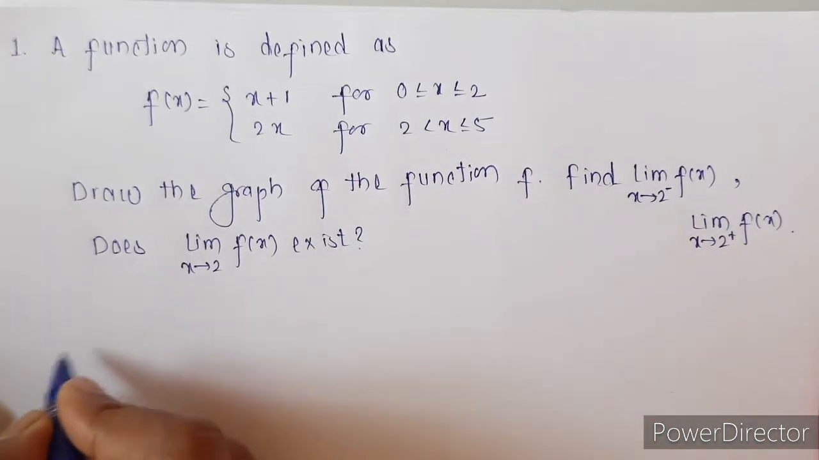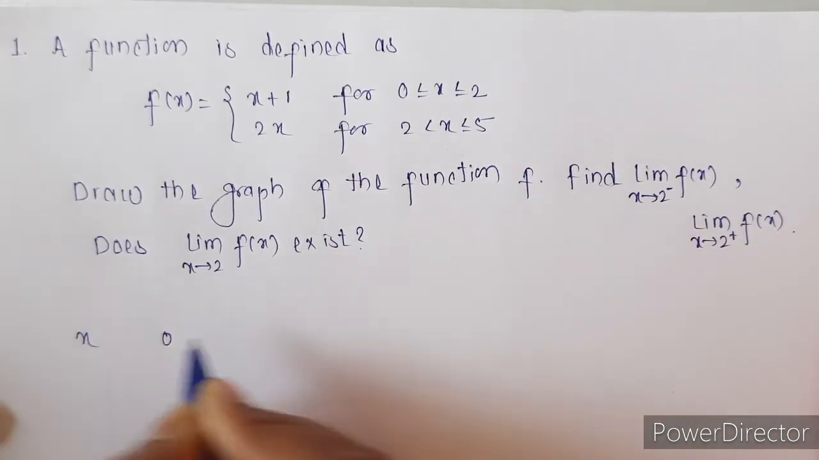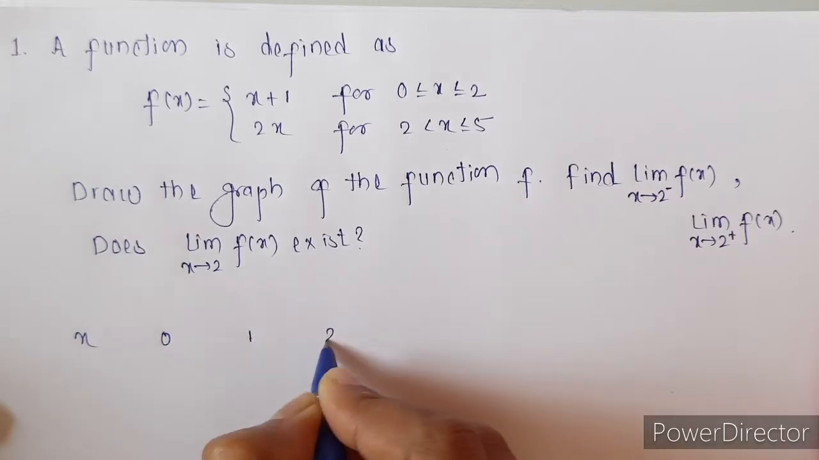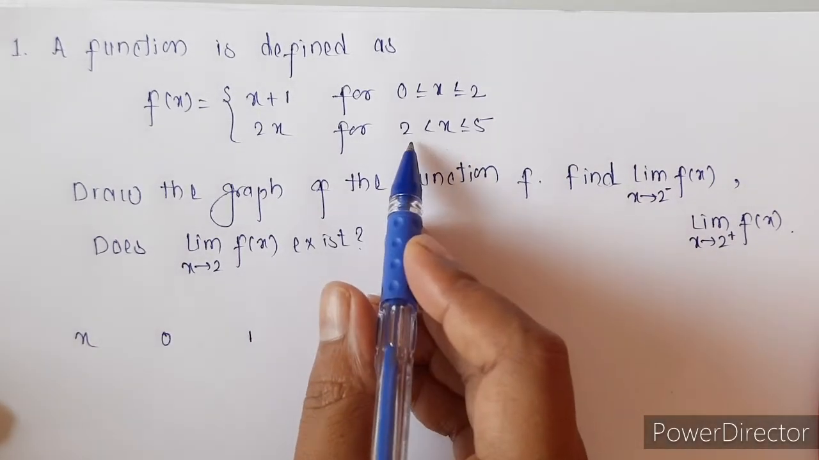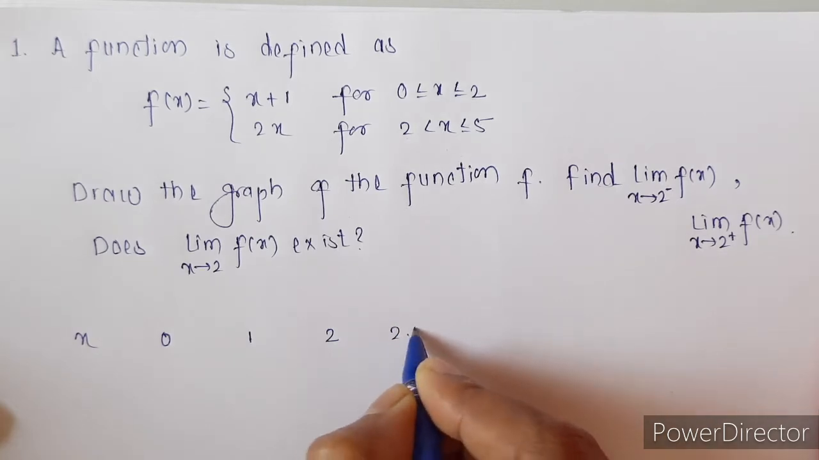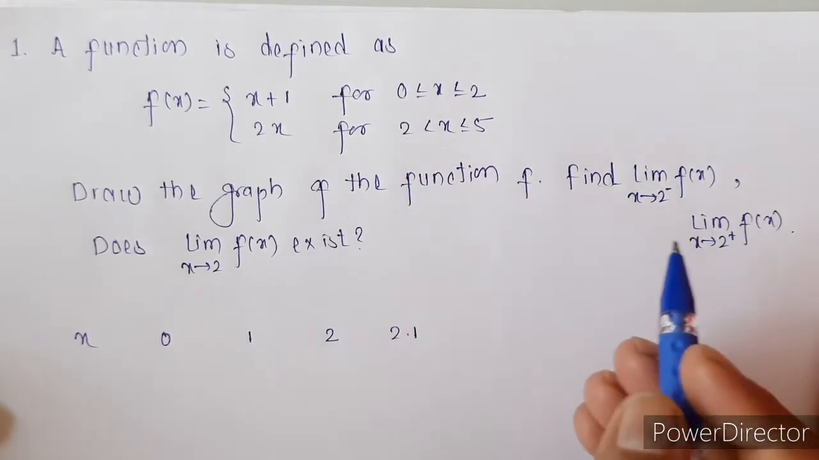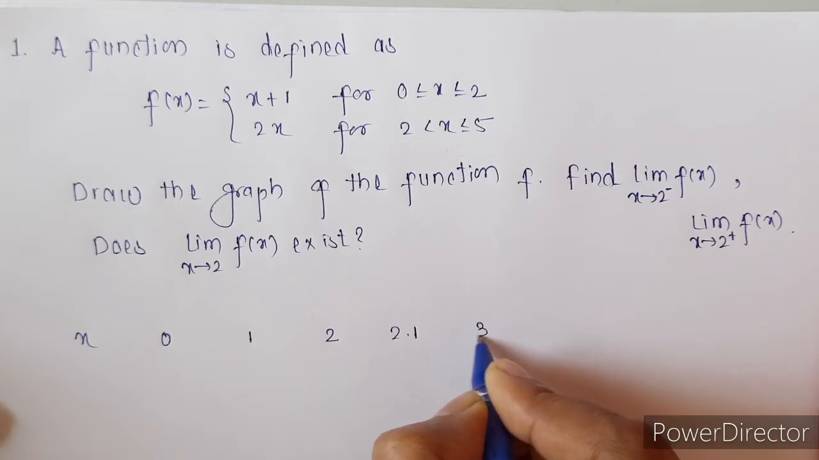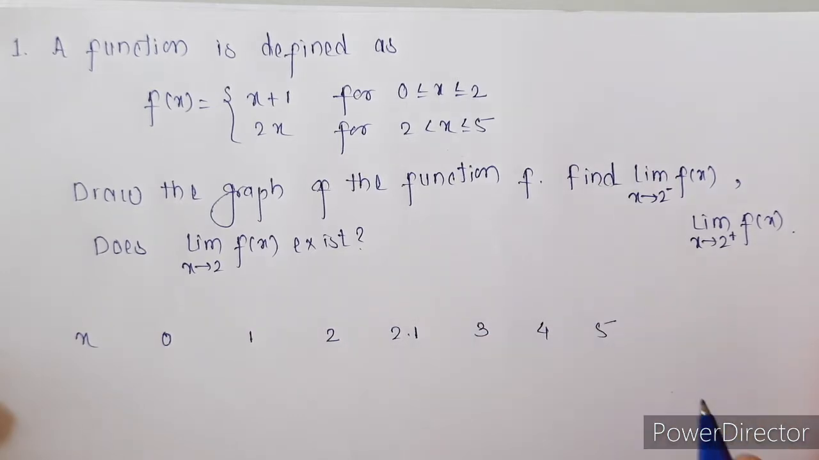Right? So let me mark these points. We have 0, 1, 2. Again we have 2 for this. Let me take it as 2.1 because it is strictly greater than 2. Then we have 3, 4 and 5.